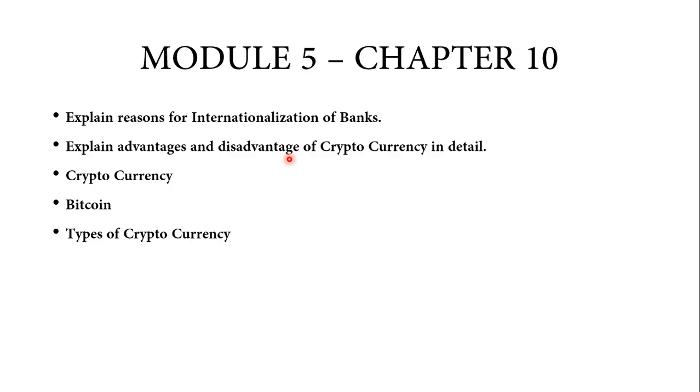Next, module number 5, chapter number 10. This is the last module. Chapters are few, but the 5th module is the last module. Explain the reasons for internationalization of banks. Explain the advantages and disadvantages of cryptocurrency in detail, or they can even ask you to write a short note on cryptocurrency, bitcoins, or types of cryptocurrency.